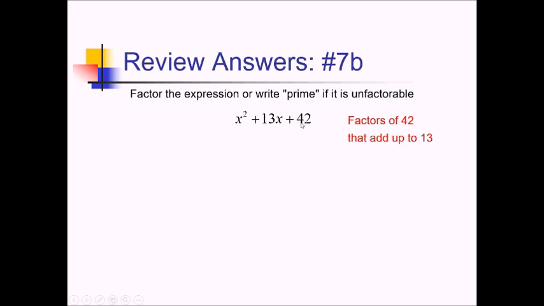There's a 4, doesn't go into this. How about 6? Oh yeah, 6 and 7, that's a good one. 6 and 7, those add up to 13. So we can rewrite this as the product of parentheses x plus 6, x plus 7.